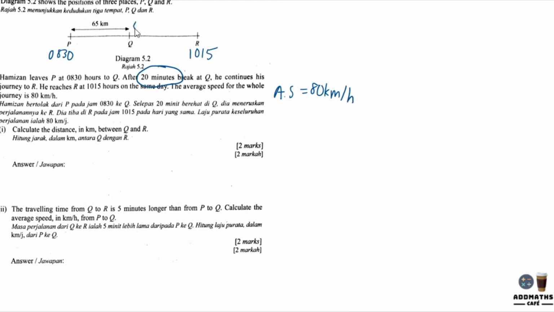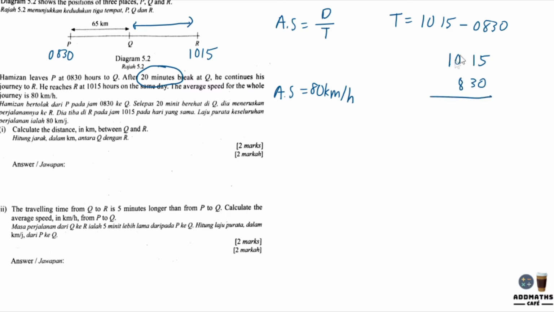Okay, so between Q and R, I do not know, but I know that average speed will be distance divided by time. So the total time used is 10:15 minus 08:30. So how should I subtract this? 10 o'clock 15 minutes minus 8 o'clock 30 minutes. Let's borrow 60 minutes from here. So 60 plus 15 minus 30, it will be 45 minutes. 9 minus 8 will be 1 hour 45 minutes. So 1 hour 45 minutes means 105 minutes.